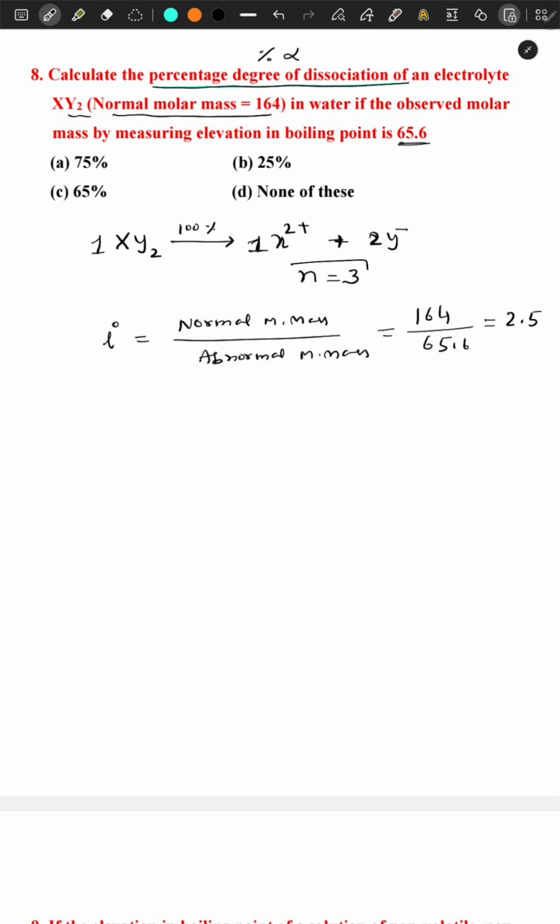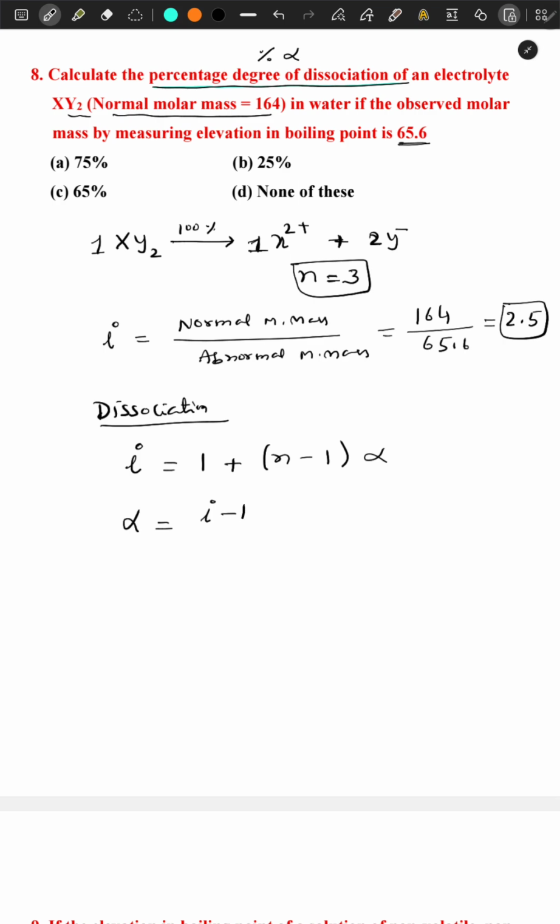Now using the value of N and the Van 't Hoff factor I value, you can easily find the alpha value. You remember, for a dissociation process, the Van 't Hoff factor and alpha are related by the formula I is equal to 1 plus N minus 1 into alpha, or after rearranging you will get alpha is equal to I minus 1 by N minus 1.